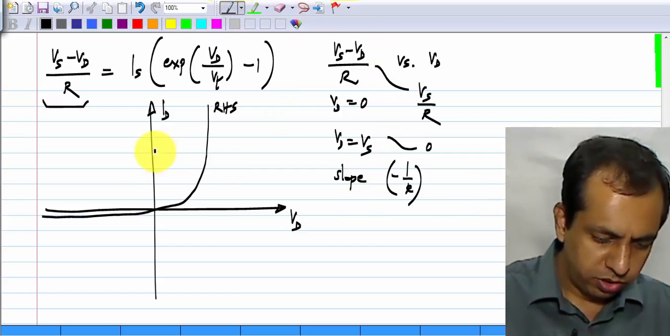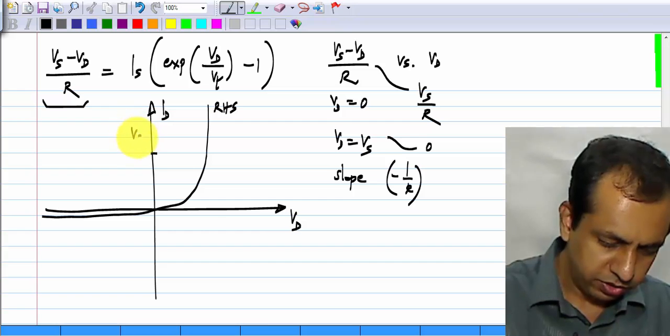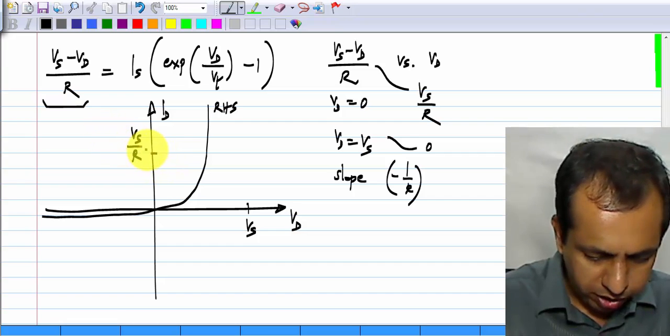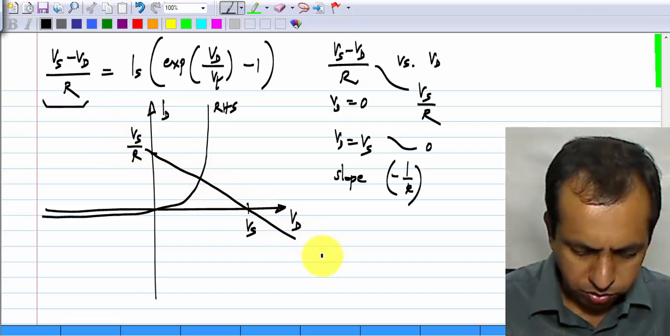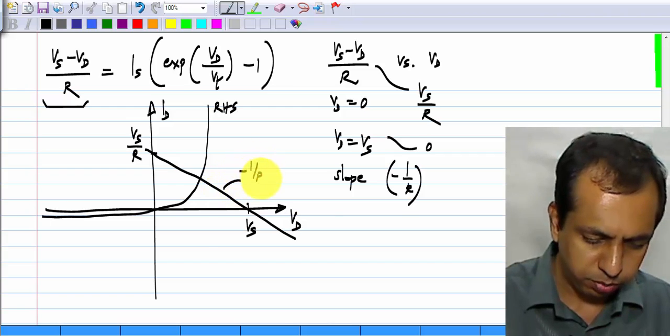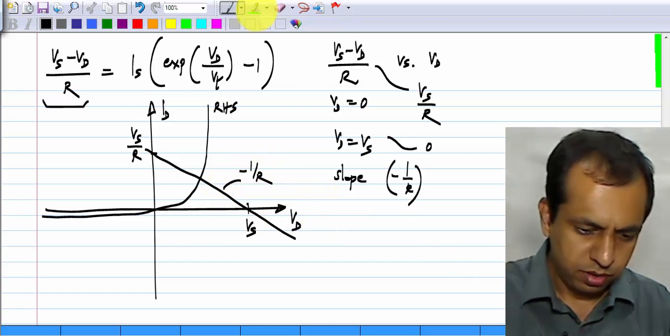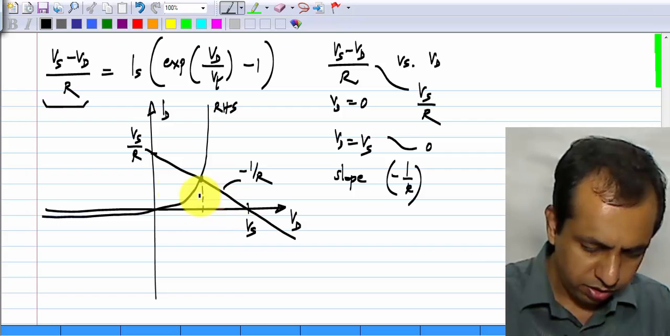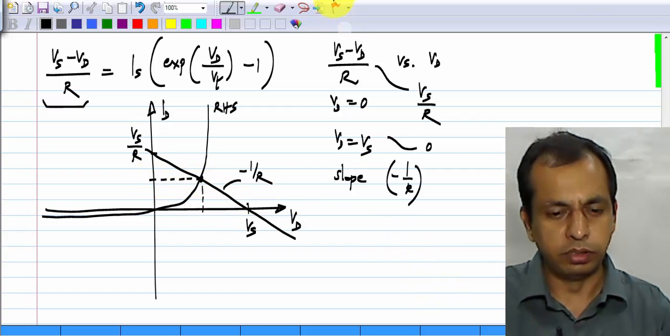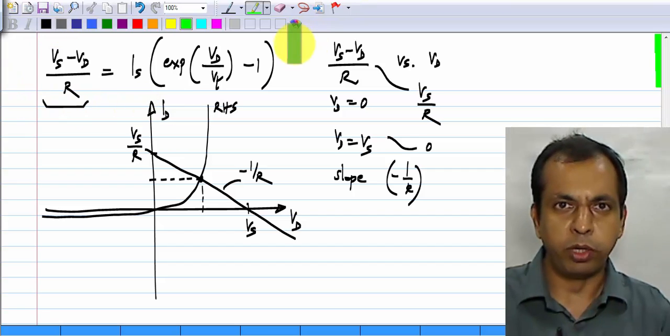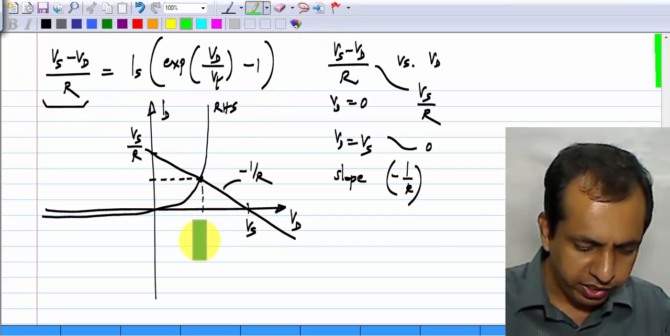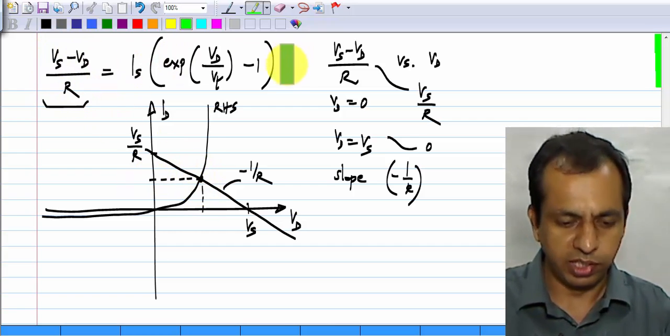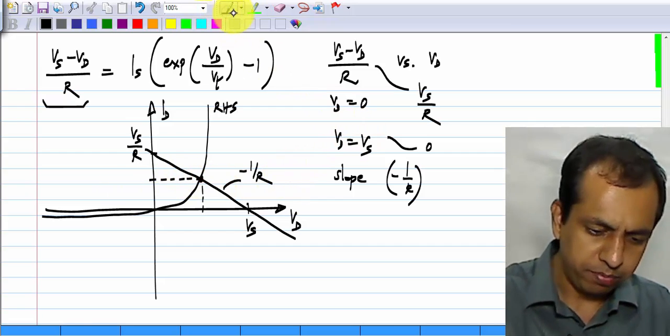So, very easy to plot also. When Vd is 0, it is Vs by R. When Vd equals Vs, it will be 0, and it will be a straight line connecting these two points, and the slope of this is obviously minus 1 by R. Now, clearly in this case there is only one point of intersection, and that is the solution. If you solve this equation numerically, you would find this value of Vd, and if you find the value of the current corresponding to that, that is (Vs minus Vd) by R, or this side, it will be this value of current.